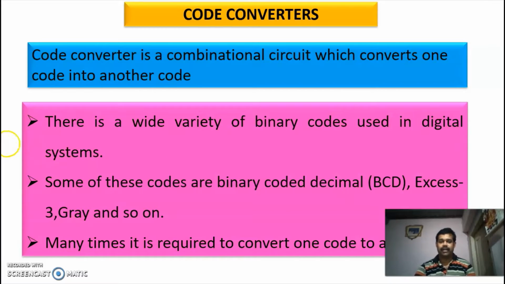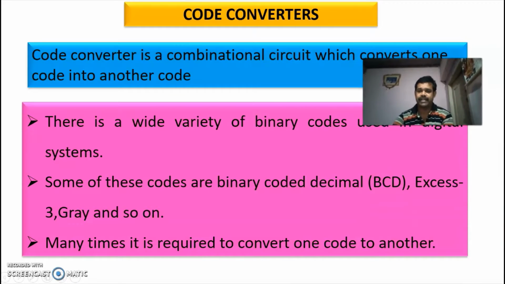In a digital system, there is a wide variety of binary codes we are using. Some of the codes are BCD, XS3, gray, and so on. Many times it is required to convert one code to another, and for that purpose we are using code converters.